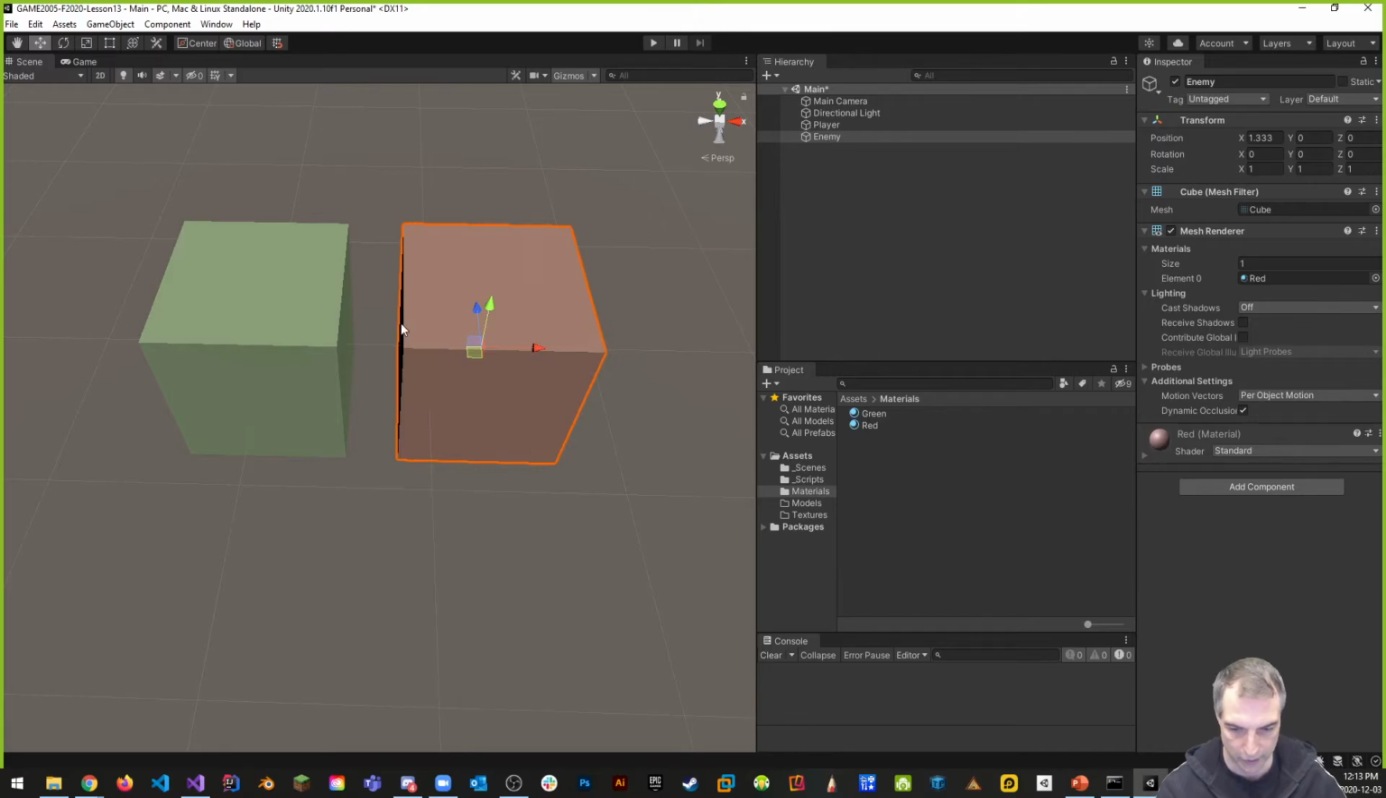This is how we're going to do the collision detection without any other kind of code, just to be able to detect collision today. All right.